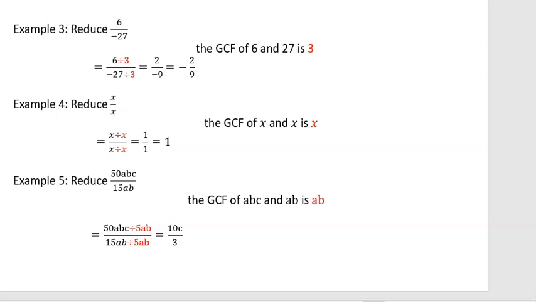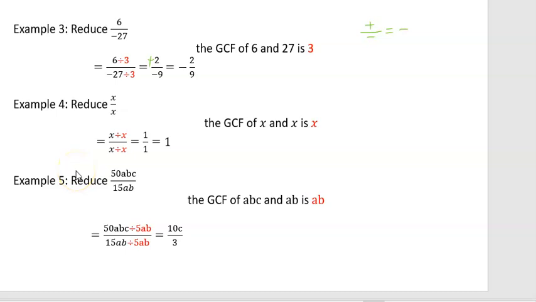And when we get here, usually we would like to move the minus sign, because the top is positive and the bottom is negative. And we know a positive divided by a negative will give us negative. So that gives us negative 2/9. So we like to move the minus sign and put it in front of the whole fraction.